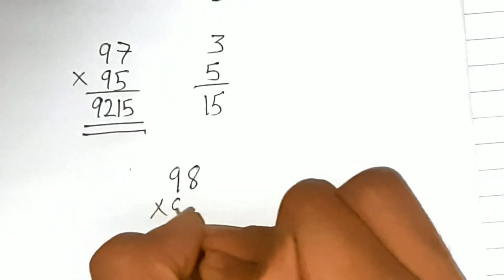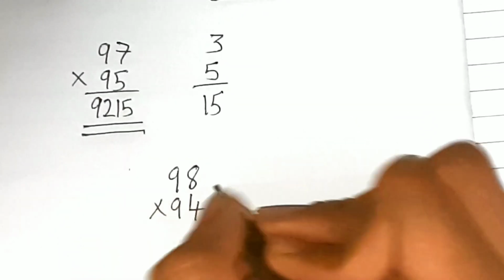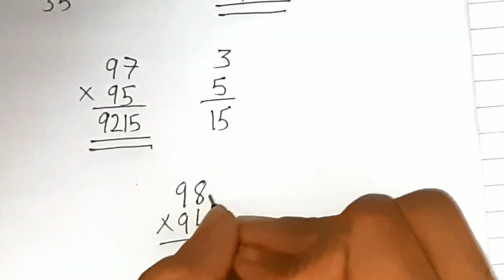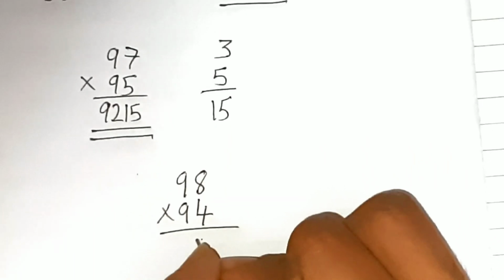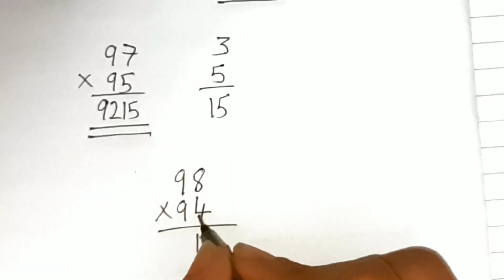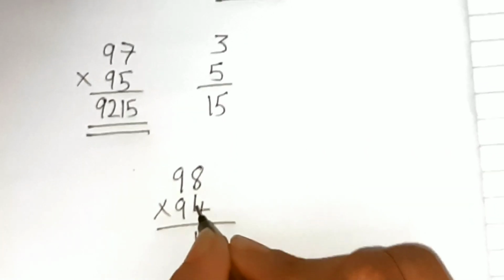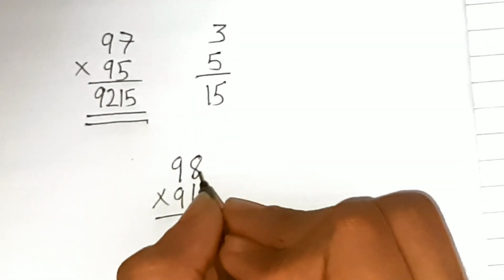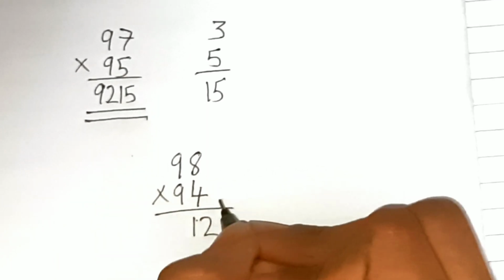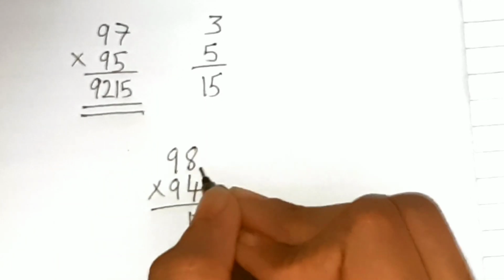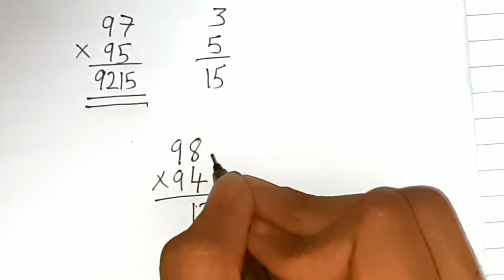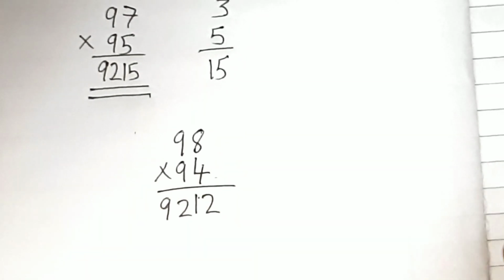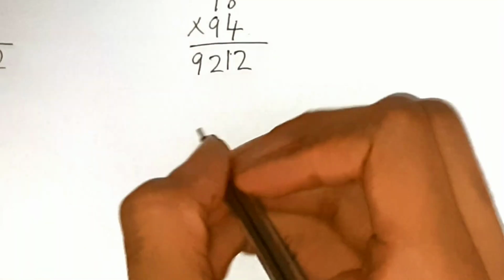Let's take 98 into 94. So first step, we'll see how much smaller the number is than 100, and we'll multiply them. As it was 2 into 6, we got 12. Now we'll do cross subtraction. It doesn't matter. You can subtract 2 from 94, or you can subtract 6 from 98. You'll get 92. So here is our answer, 9212.